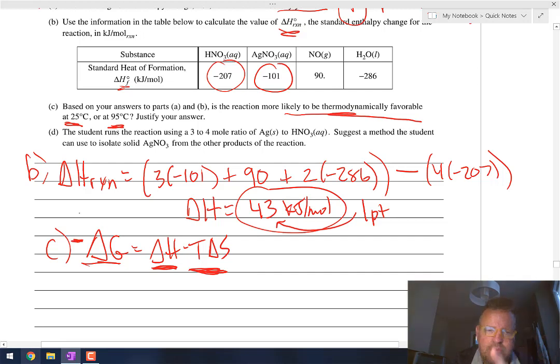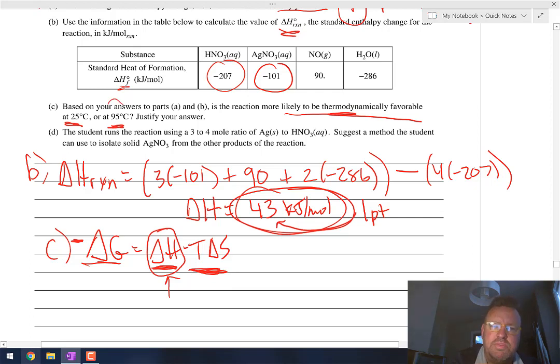Well, at a low temperature, what plays the bigger role? The delta H component. Well, delta H is positive. Delta H does not make delta G negative. Delta H would make delta G positive. So at the low temperature, delta H does not help us. It hurts us from it being thermodynamically favorable.